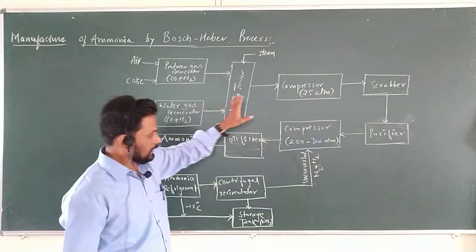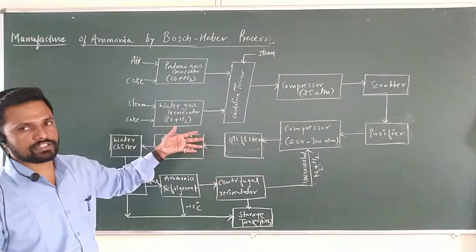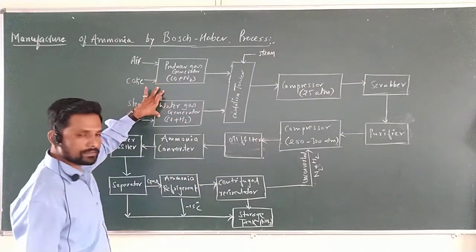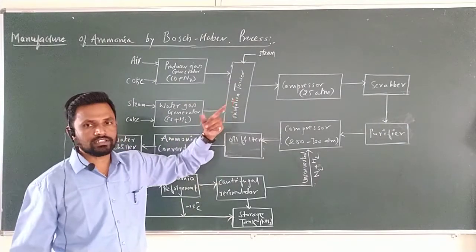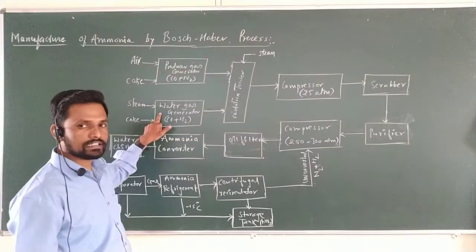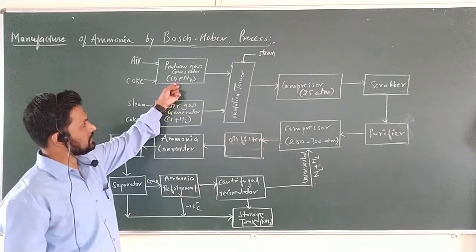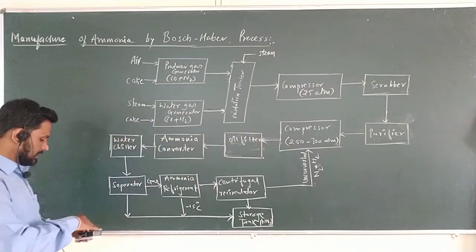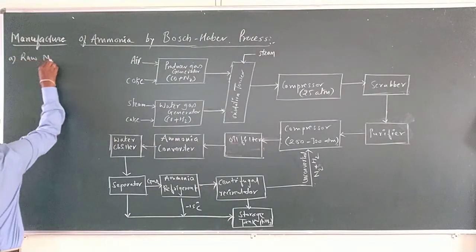Okay. Let me first go through the flow sheet and then we will discuss the reactions involved in this process. So here the producer gas and the water gas further pass toward the oxidation tower. Initially the raw materials, producer gas and water gas, are formed in the producer gas generator and the water gas generator. What is the producer gas? Producer gas is CO plus N2. And what is the water gas? CO plus H2. Here I will write the reactions of the raw materials first.